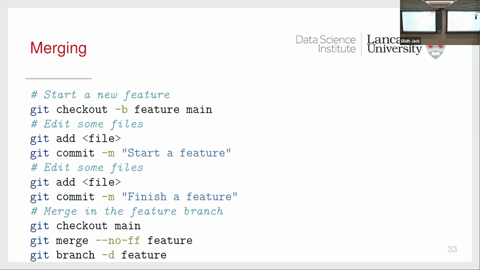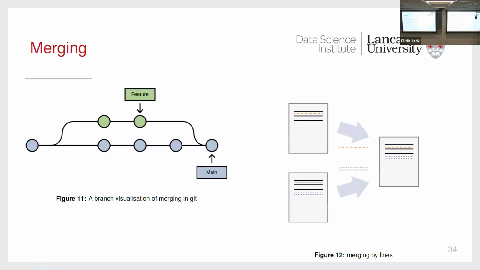Now, again, you can do many different things with Git. I would always advise this -- no fast forward. And I'll explain why in a minute. And then you can delete the branch if you're done with it, or you can leave it around because you might work on it later.